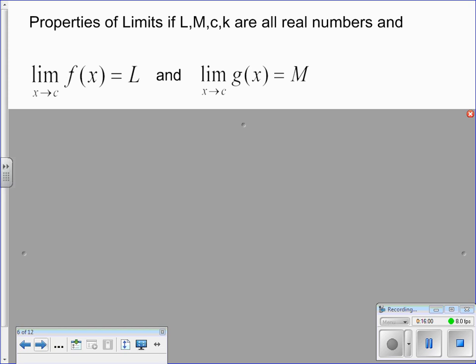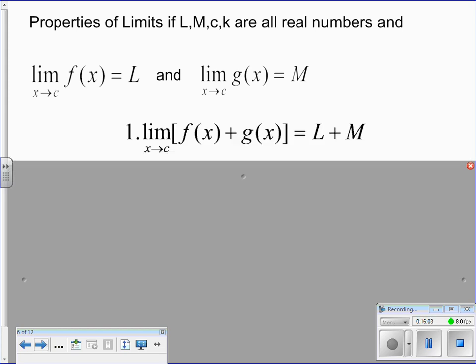Our rules are as follows. The limit as x approaches C of f of x plus g of x is the limit of f plus the limit of g. So the limit of two functions added going to the same point is equal to the limit of the first function plus the limit of the second function. It doesn't always work for everything you do. What you do to two functions that are added is not always what you do to the first plus what you do to the second one. Okay. So this is the sum rule.